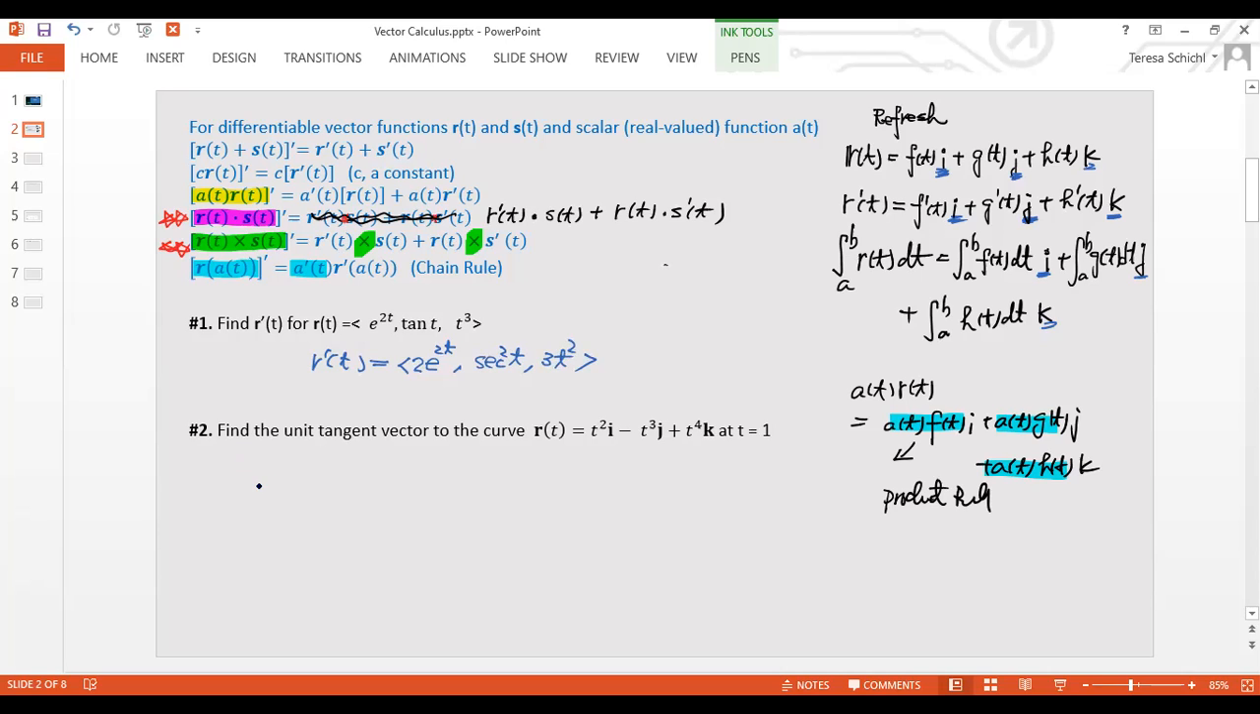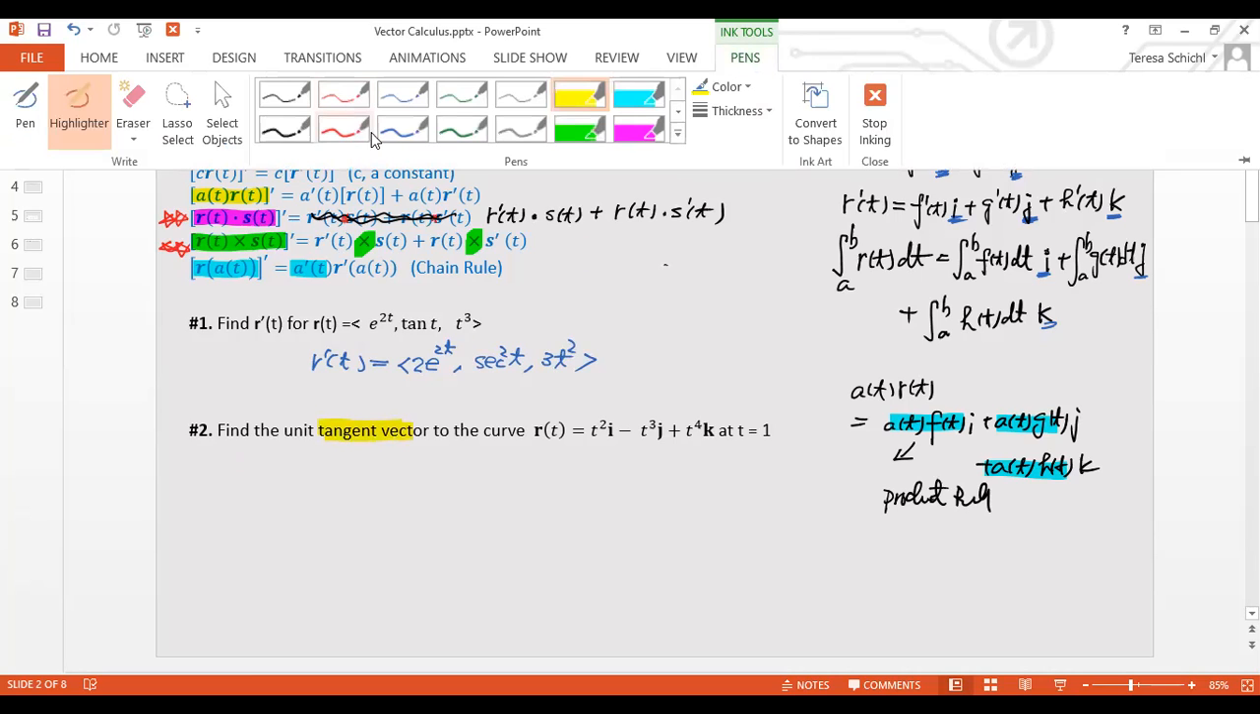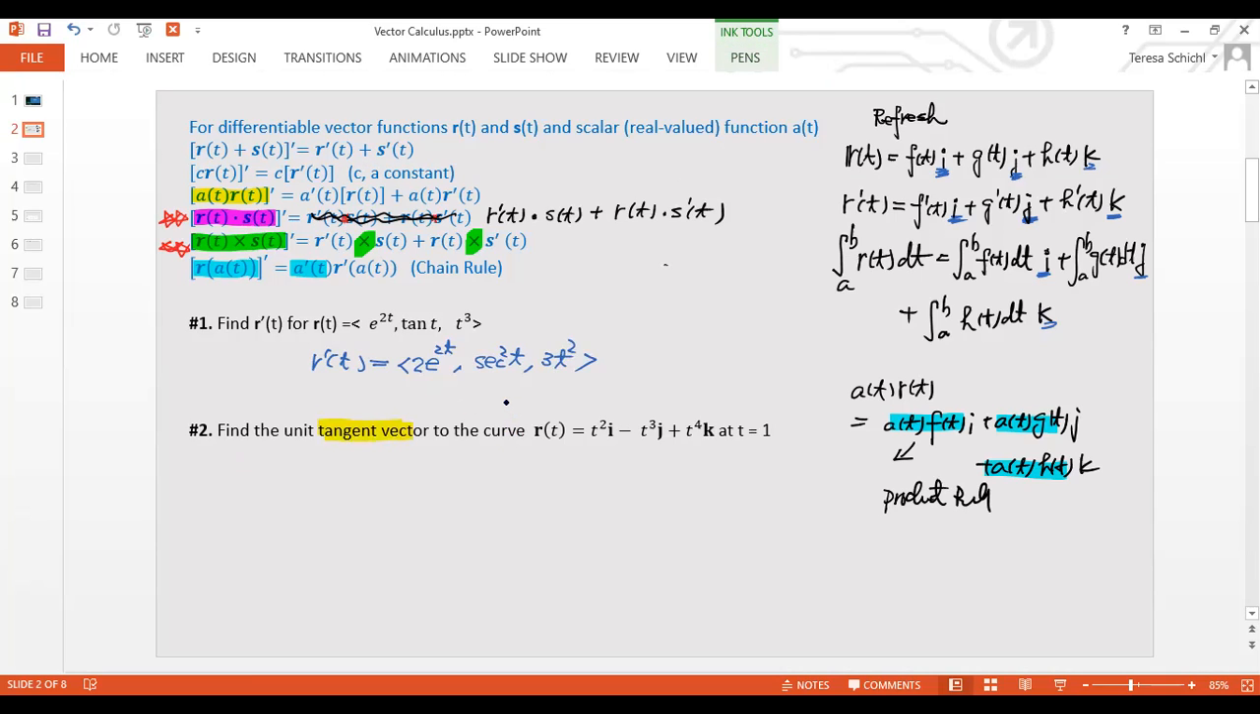Okay, so number 2 is here. I want to find the unit tangent vector. So we want to find a tangent vector. So what is the tangent vector in the real numbers? In real valued calculus, we say the slope of the tangent line is the derivative here. So the first thing, we want to find the slope at a specific point, right? Okay, so let's do it.